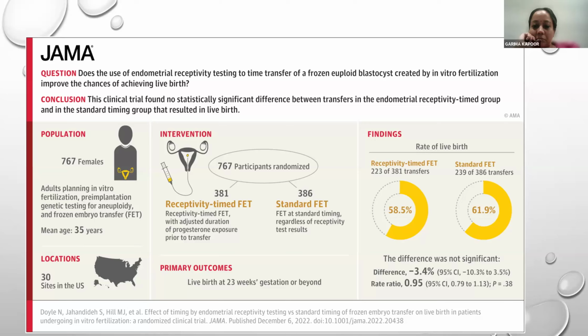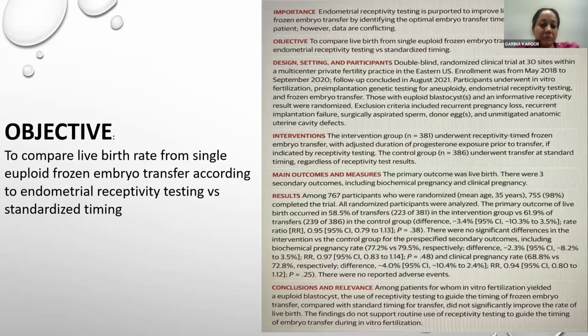So the study found that there was no significant difference. As you can see, in the intervention group, the live birth rate was 58.5%, while in the control group it was 61.9%. So the difference was not significant. The objective of the study was to compare the live birth rate from single euploid frozen embryo transfers according to endometrial receptivity testing versus standard timing.